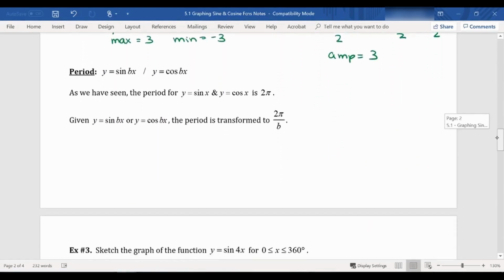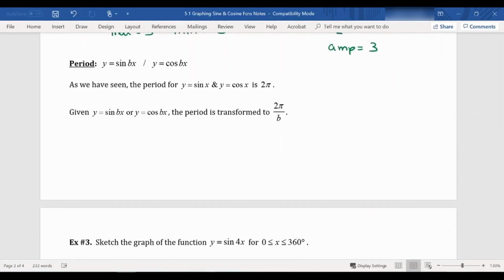The other thing we're going to look at today is how our period changes. So just a reminder that if you have a b inside your function with the x, this was a horizontal expansion or compression by 1 over b. Because our usual horizontal distance is 2 pi, if I expand or compress it, that 2 pi is going to change.